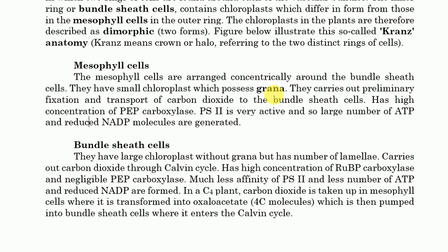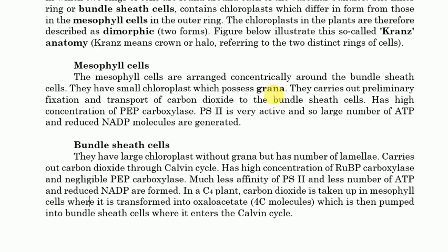In the bundle sheath cells, they have large chloroplasts without grana. So we shall see this question later in the biological science book: why is it important that bundle sheath cells lack grana? They have large chloroplasts without grana, but with a number of lamellae, carry out carbon dioxide fixation through the Calvin cycle, have a higher concentration of RuBisCO and negligible PEP carboxylase, much less photosystem 2, and fewer ATP and reduced NADP are formed.